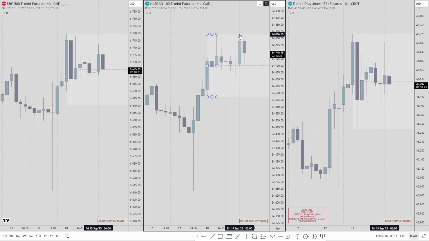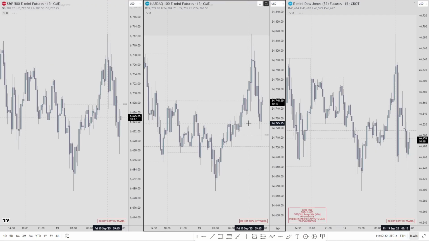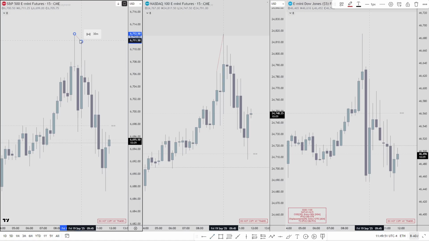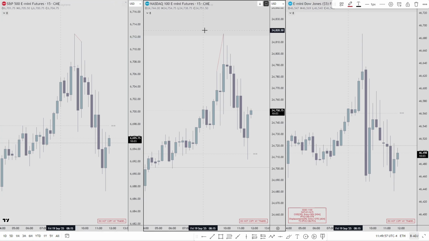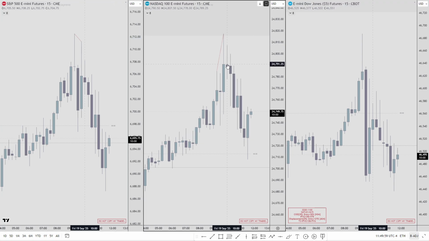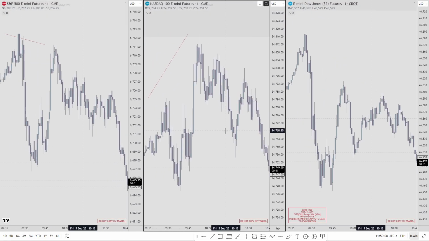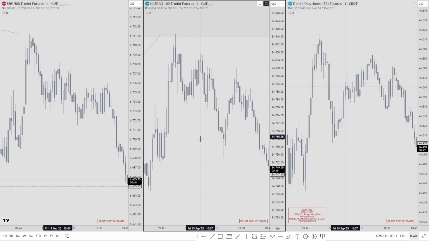So for Nasdaq, once we tagged this high, I went down into the 15 minutes, and right here I saw the SMT between Nasdaq and ES. The swing highs are the same, which is very clean right here. So after this swing high is formed at 10:15, I drop down into the 1 minute, looking for an execution.